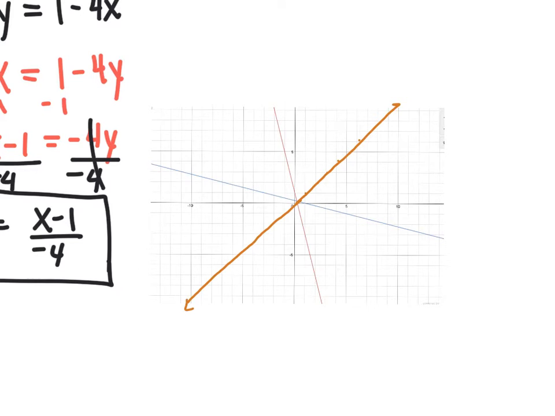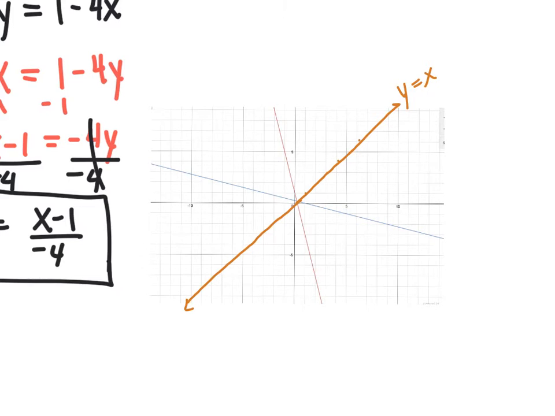Remember, that's just 1, 1, 2, 2, 3, 3, etc. There's my line y equals x. And by reflections, what I'm saying is if I were to fold on this line, these two lines should land exactly on top of each other. Okay, so we've graphed our inverses, we see that they're reflections, and we should be good to go.